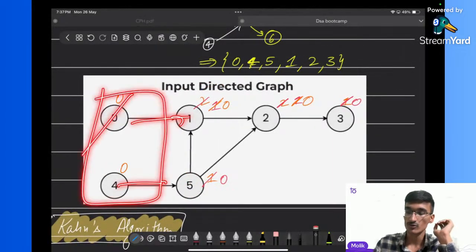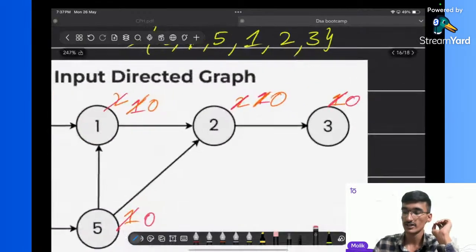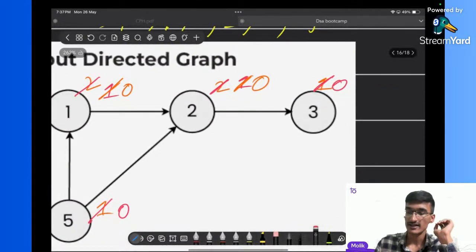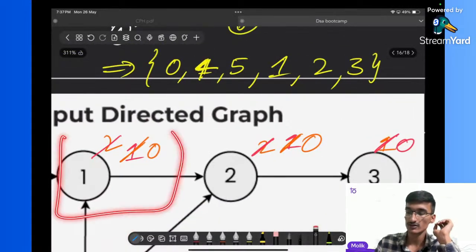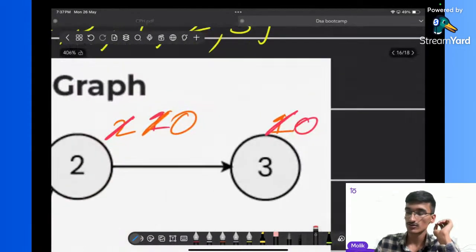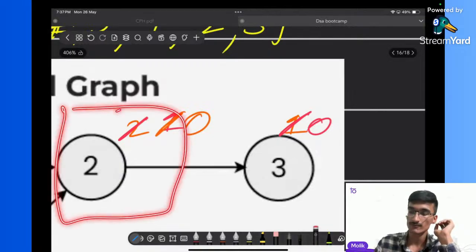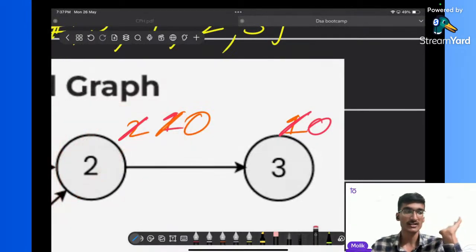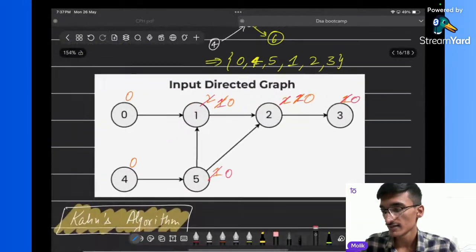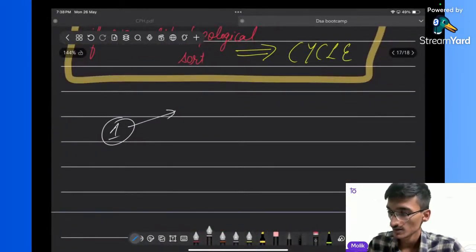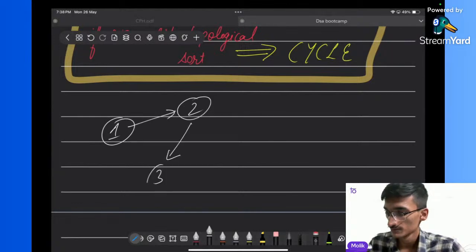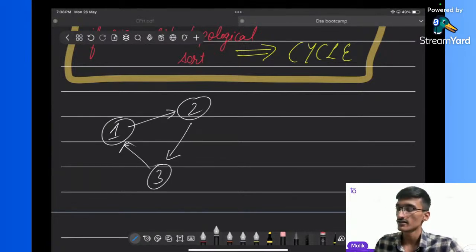So see, you first remove the vertex with 0 in degree, then you remove the next vertex with 0 in degree, then you remove the next vertex with 0 in degree. So see, you're trying to do this sequentially, right? So that's what Kahn's algorithm says. It's quite simple. Now see, I feel like you guys will be able to catch this concept really quickly.